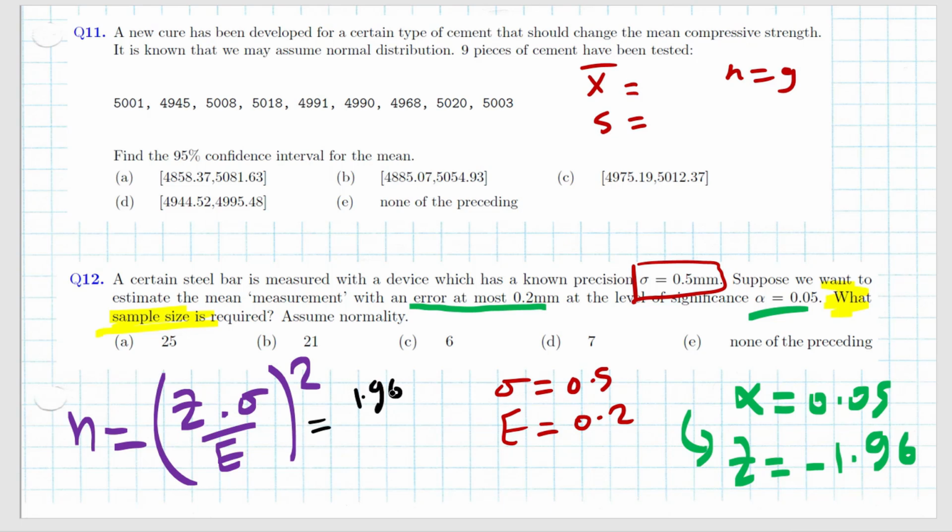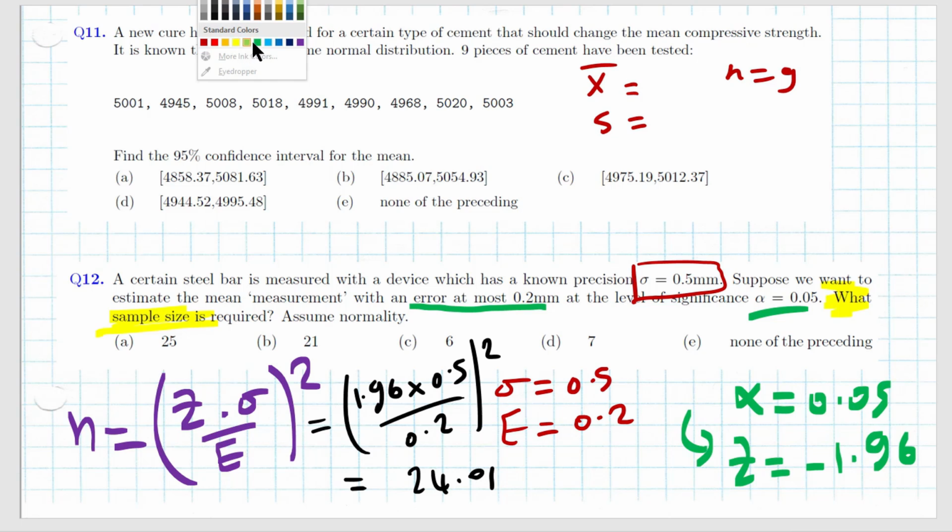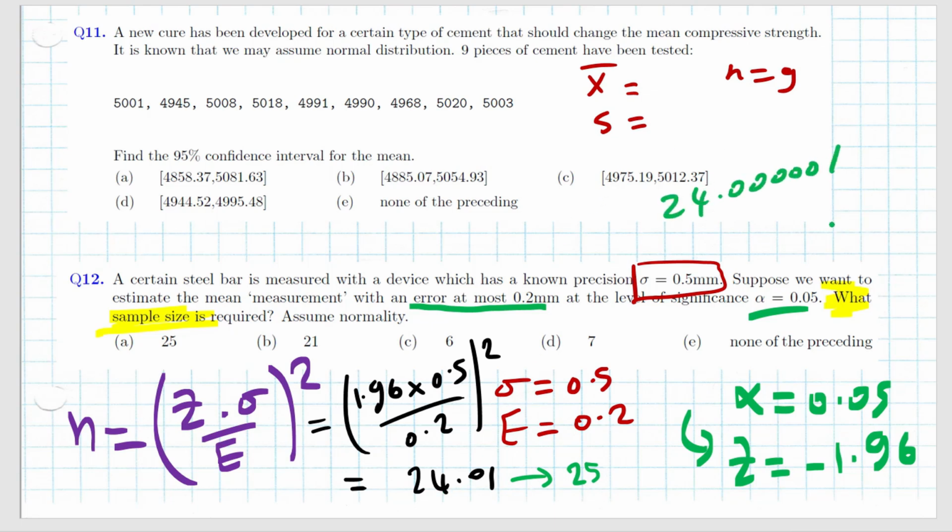So 1.96 times 0.5 divided by 0.2, squared. 24.01. Is it 1.96 or negative 1.96? It doesn't matter because you're squaring. Okay, so 24. You always round it up. I wrote it on the cheat sheet. Always round it up, even if it's 24.000001. That's why the answer is 25. Clear.